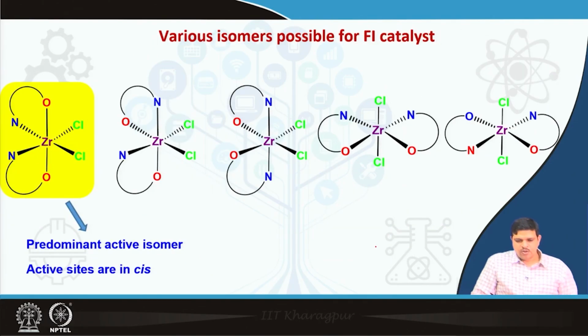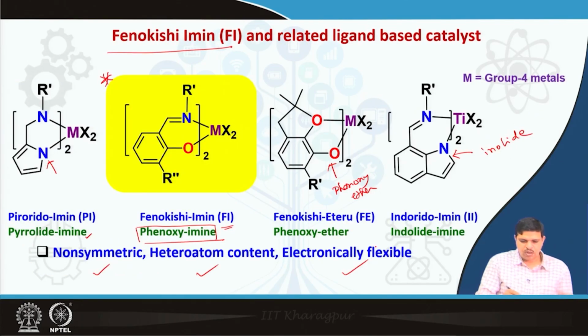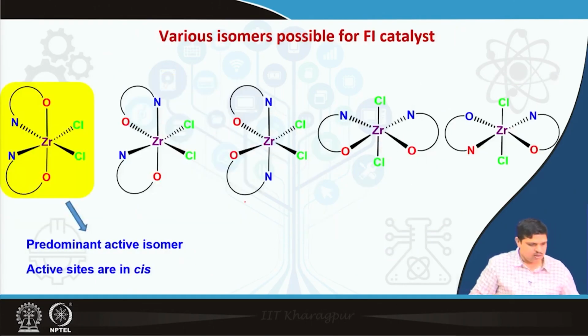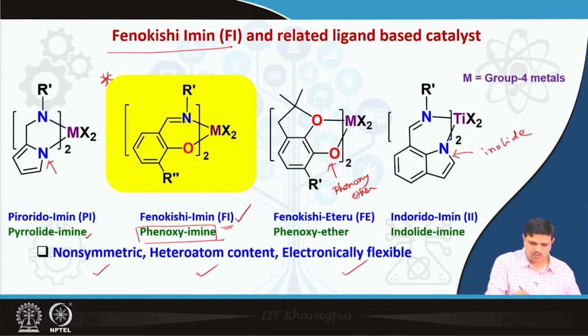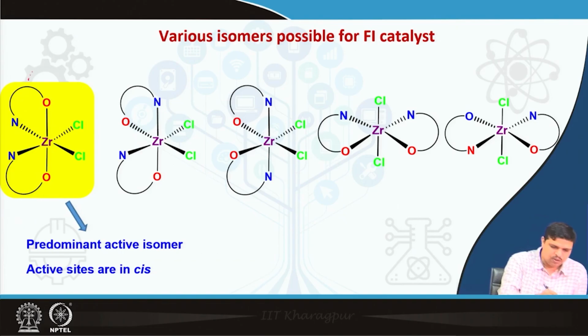So let's check the phenoxyimine. Let's take this category of ligand first and try to understand what kind of isomers are possible in solution. These are all homogeneous catalysts. Here you will see NO is basically the phenoxyimine, as we have seen in the cartoon. So this is the phenoxyimine.